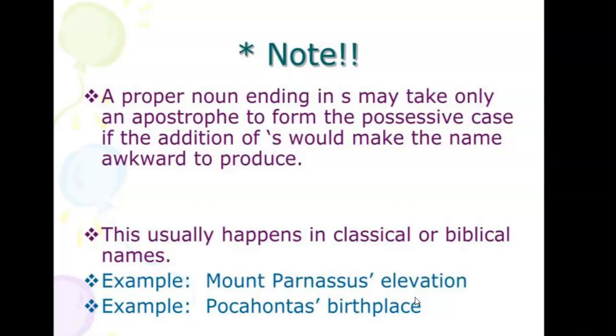A proper noun ending in s may take only an apostrophe to form the possessive case, as the addition of s would make the name awkward to pronounce. This usually happens in classical or biblical names. For example, Mount Parnassus' evolution. For example, Pocahontas' birthplace.